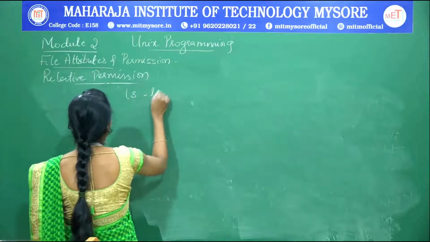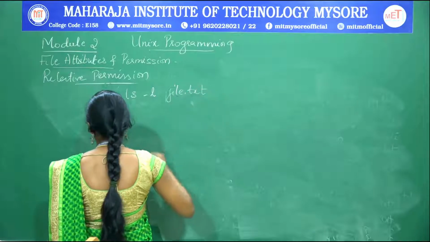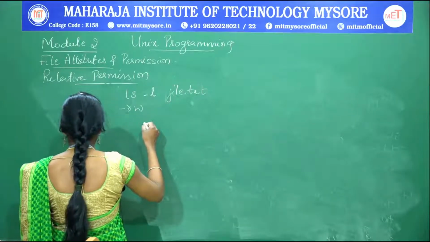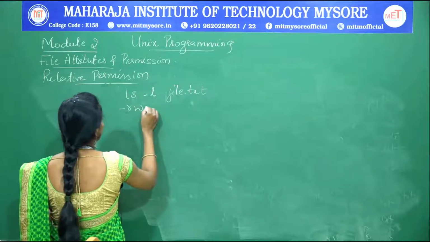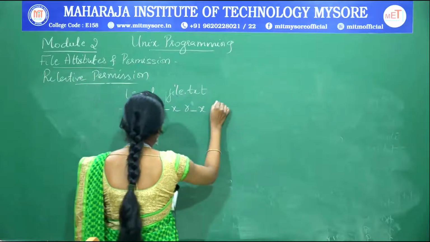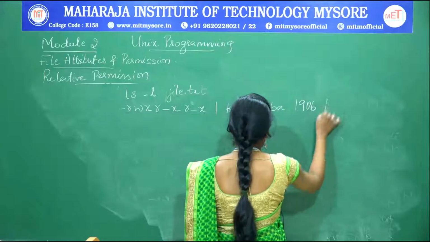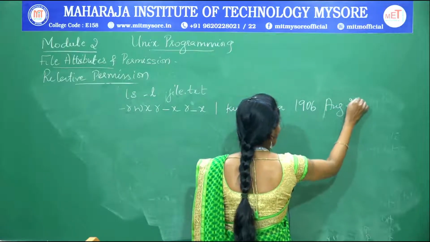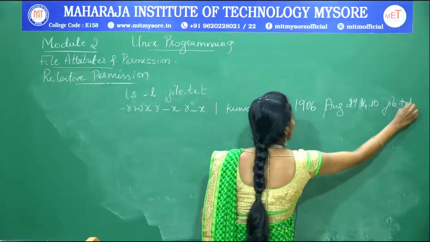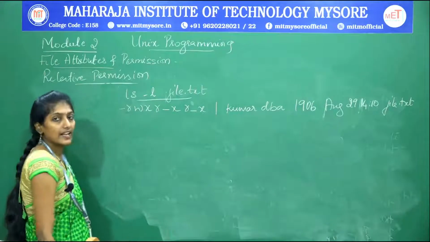So assume that I have a file, ls -l, with the file file.txt. So file.txt represents the attributes of this file. Now, this is what the file.txt file attributes are.